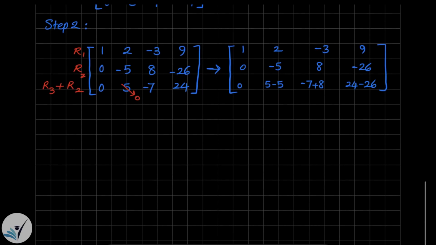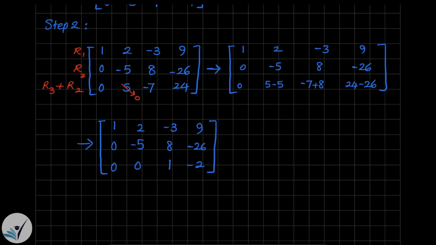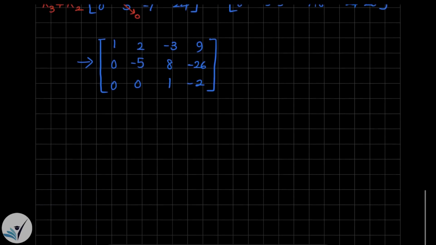Let's simplify this matrix. So we have 1, 0, and 0 on the first column. We have 2, negative 5, and 0 on the second column. On the third column, we have negative 3, 8, and 1. And on the last column, we have 9, negative 26, and negative 2. Let's move on to step 3.